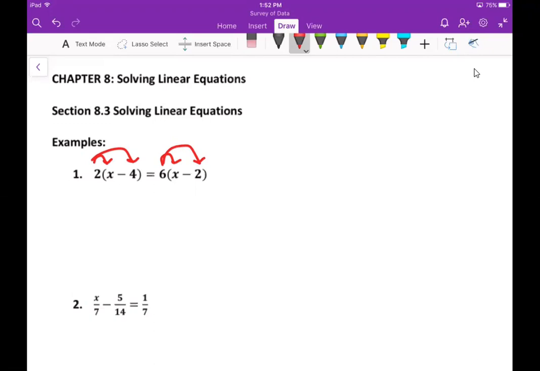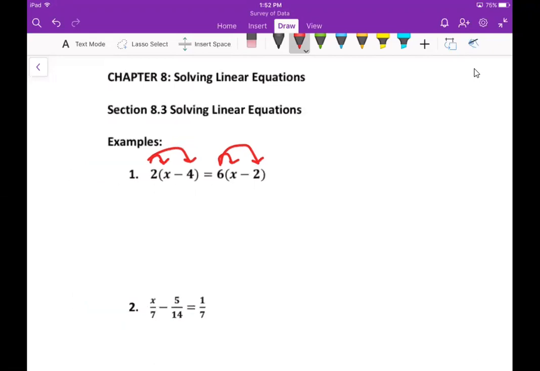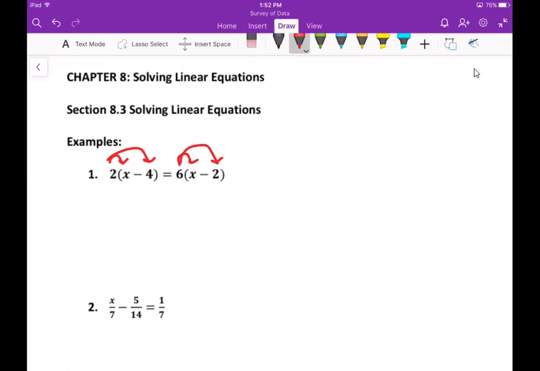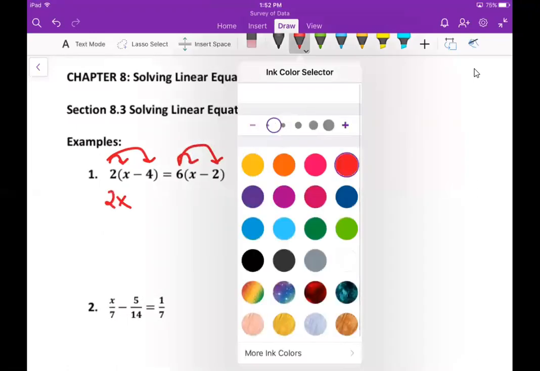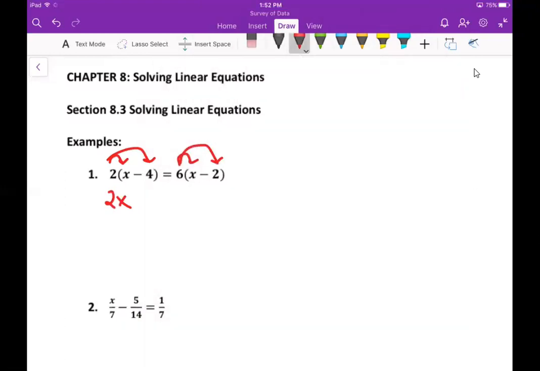So we'll take 2 through x minus 4. I'm going to zoom in a little bit here so we have some more space. Okay, that's as far as I can zoom in. Okay, so we have 2x. Let me make that a little smaller. There we go. Let's start that over, sorry. Okay, 2x minus 8 when we distribute the 2, and that's equal to 6x minus 12 when we distribute the 6.